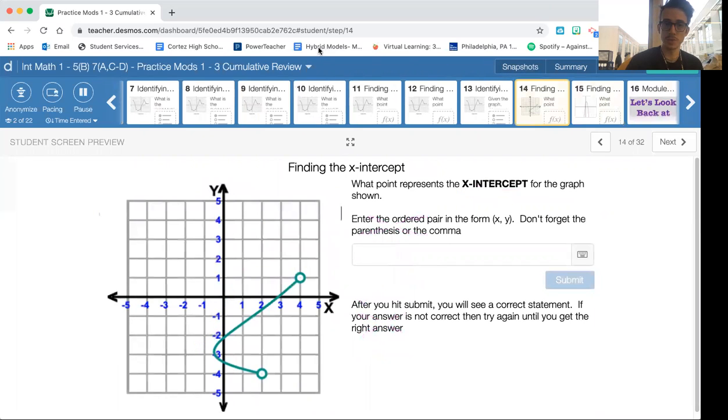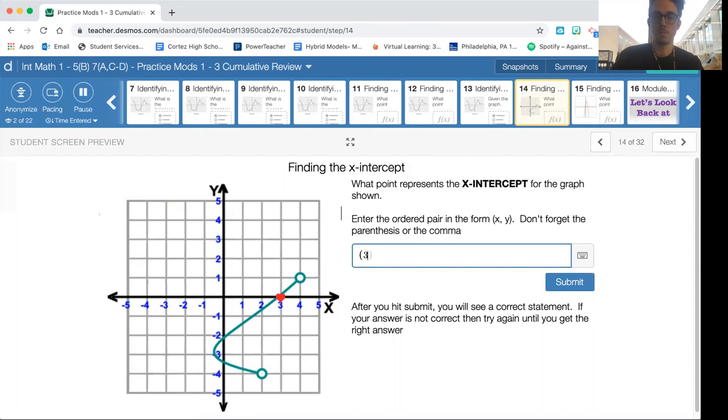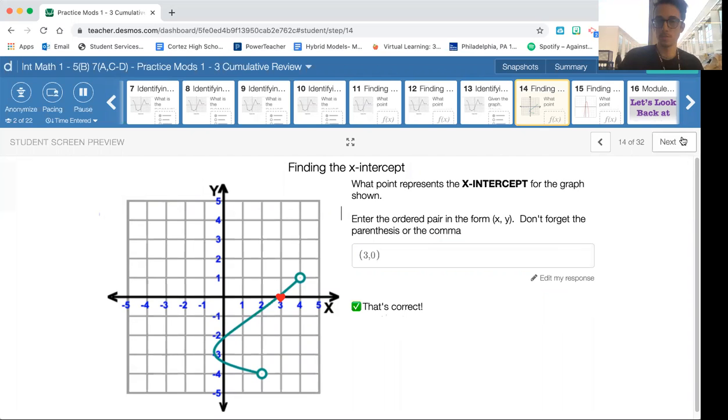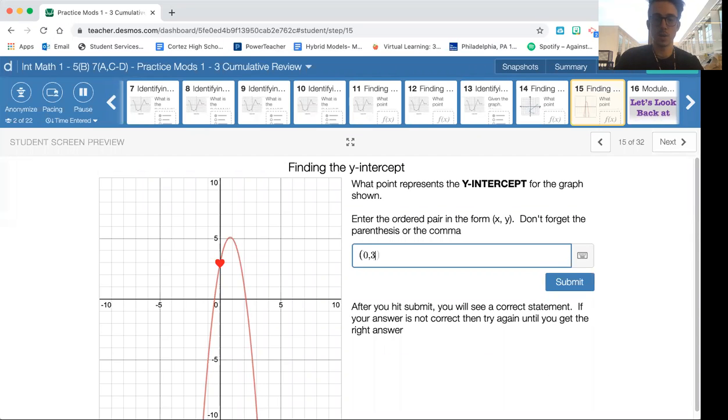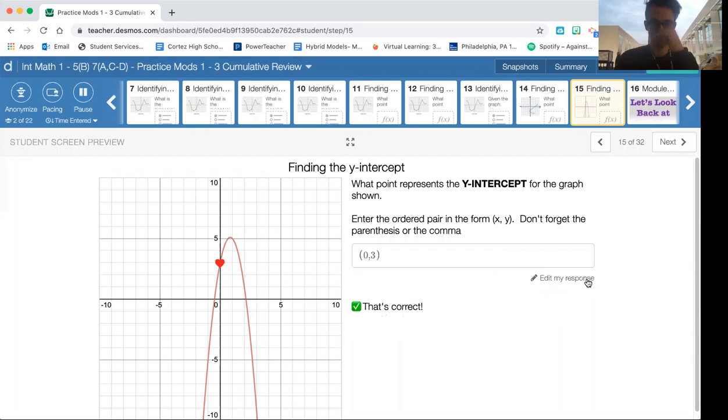X-intercept, super simple to spot. We know that occurs right here when X is 3, outcome 0. For the Y-intercept, a little bit higher up here in this direction. We see this occurs now here where X is 0, the outcome's 3. Meaning the outcome being the Y coordinate.